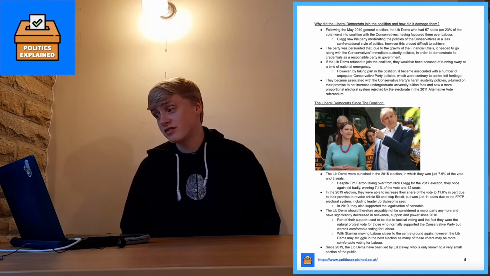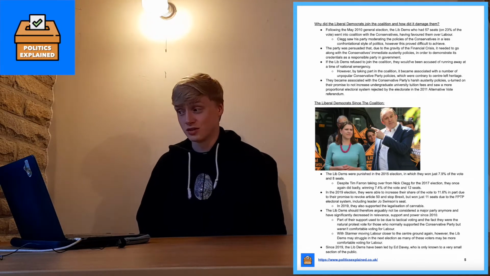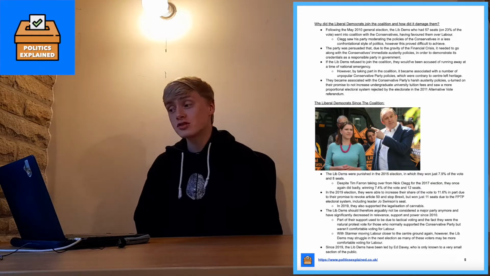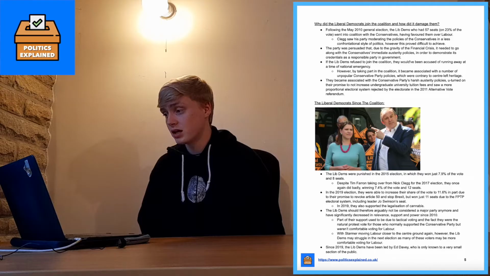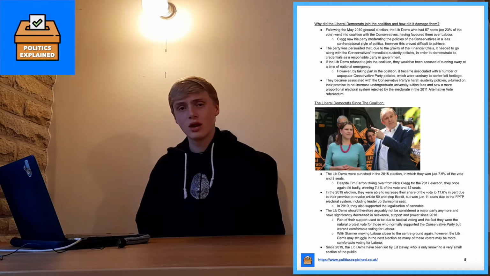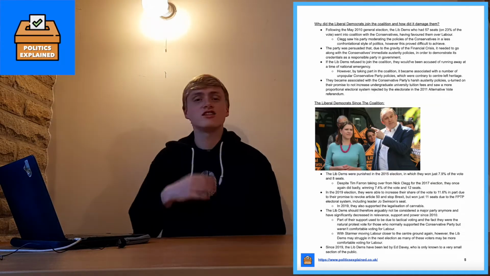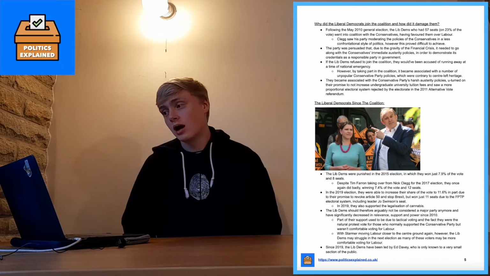So Lib Dems won 57 seats, a lot lower in terms of percentage than they potentially should have had, considering they got 23% of the vote. But they were able to go into coalition with the Conservatives, having favoured them over Labour. So Clegg saw his role and the role of the Lib Dems as moderating the policies of the Tories in a less confrontational style of politics. But this proved very difficult to achieve.